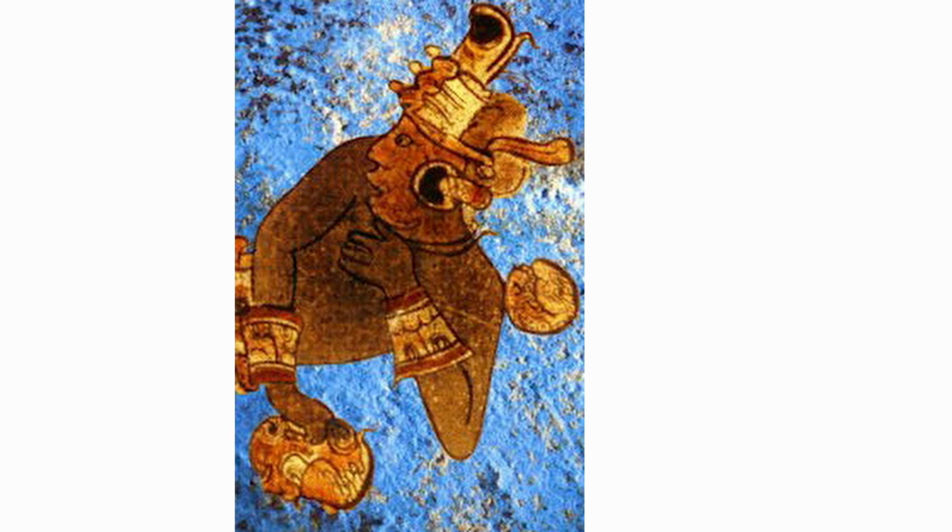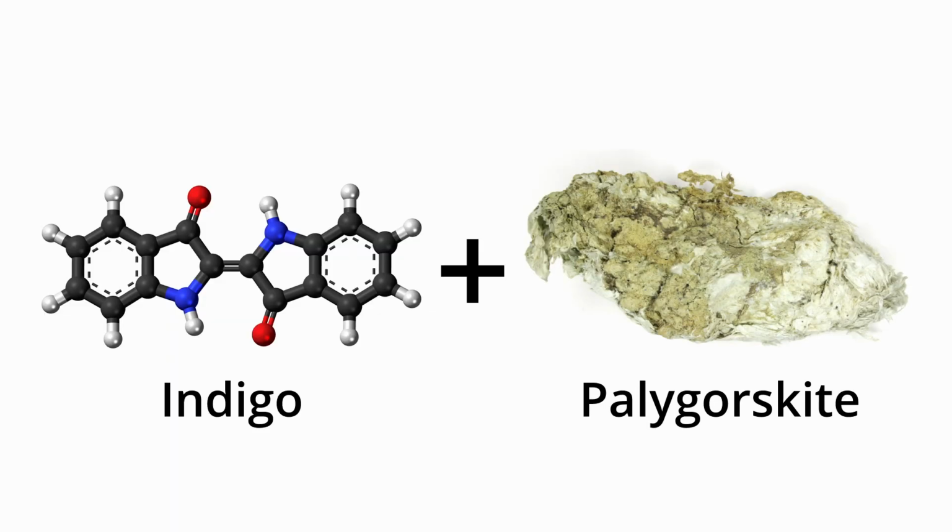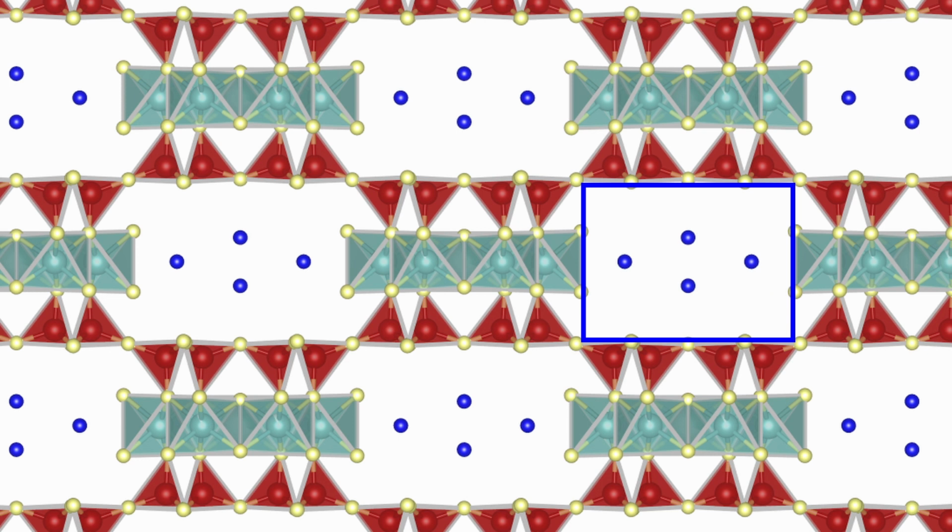For example, the pigment Maya blue is notable for its longevity. Its vibrant tones have been found in Mesoamerican pottery dating back to the 10th century AD. How has this pigment resisted a millennium of degradation? Well, the Mayans mixed indigo with Palygorskite, and the indigo molecules were trapped in the mineral's channel spaces, which prevented the color from degrading.